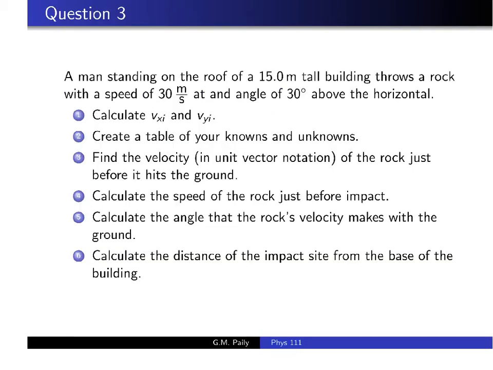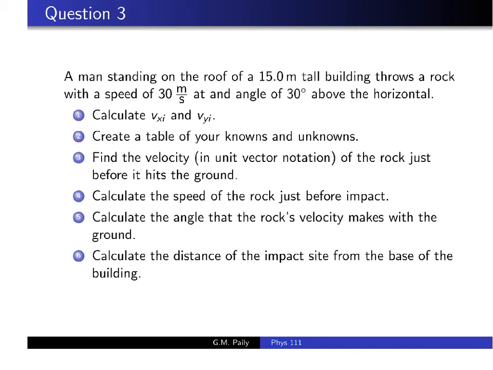Here is a typical projectile motion problem. A man standing on the roof of a 15-meter tall building throws a rock with a speed of 30 meters per second and at an angle of 30 degrees above the horizontal. Let us look at the following questions.